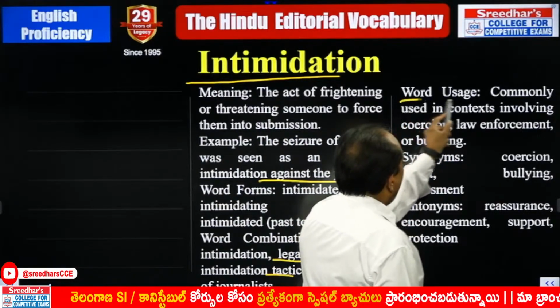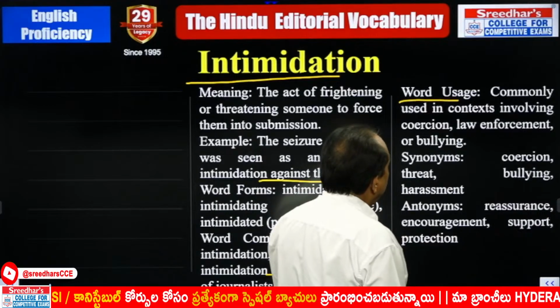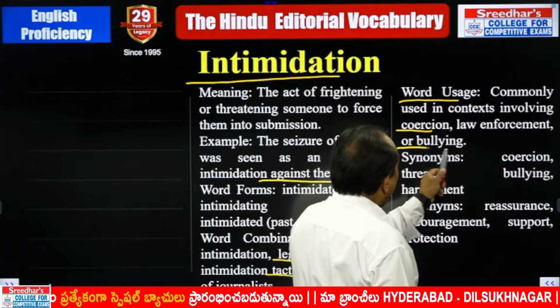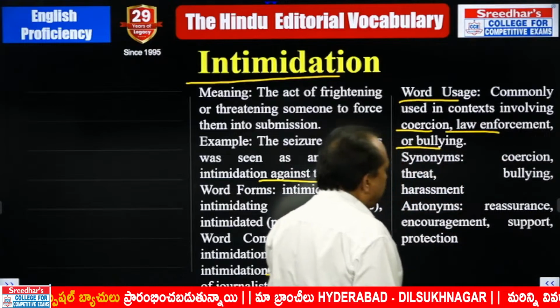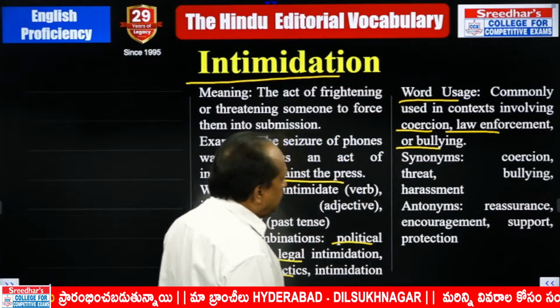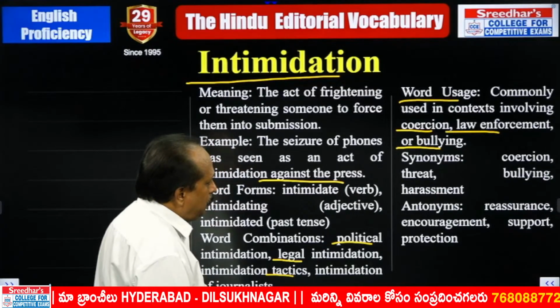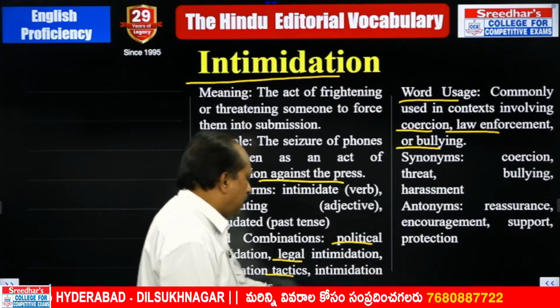Word usage: commonly used in contexts involving coercion. Coercion means force, law enforcement or bullying. That also means using force. Synonyms: coercion, threat, bullying, harassment. Antonyms: reassurance, encouragement, support, protection.